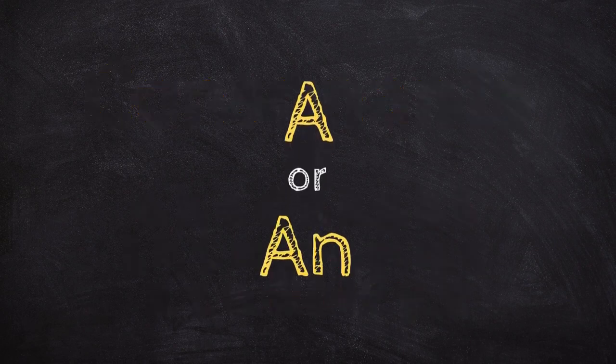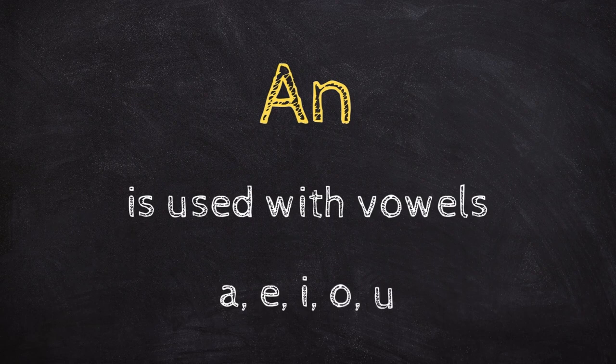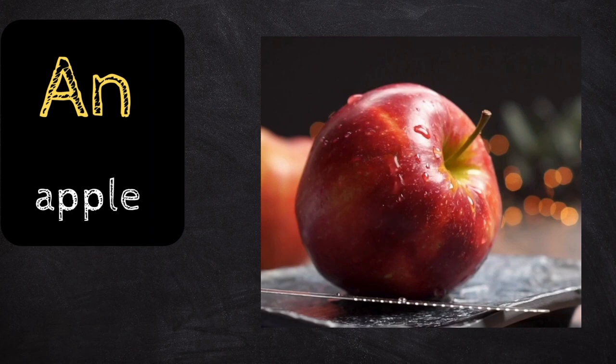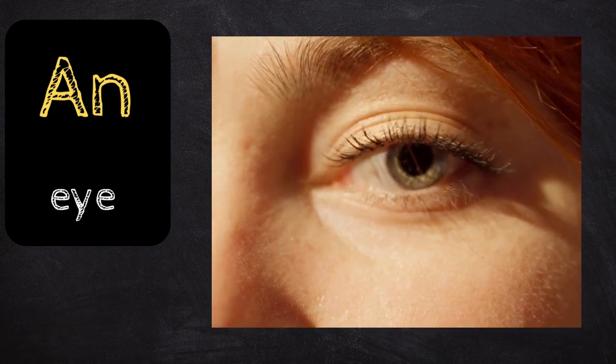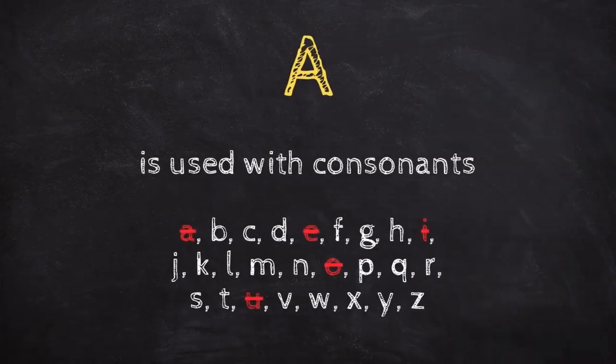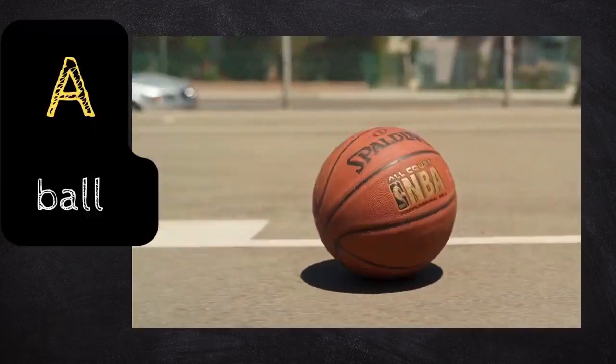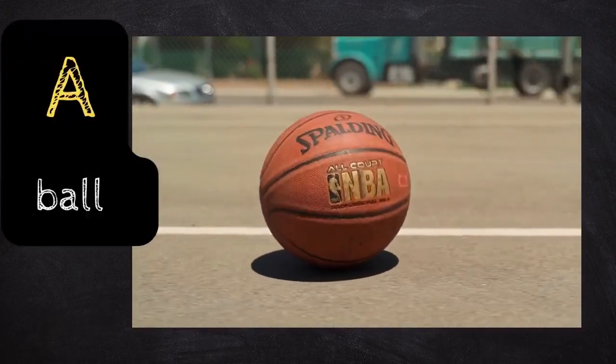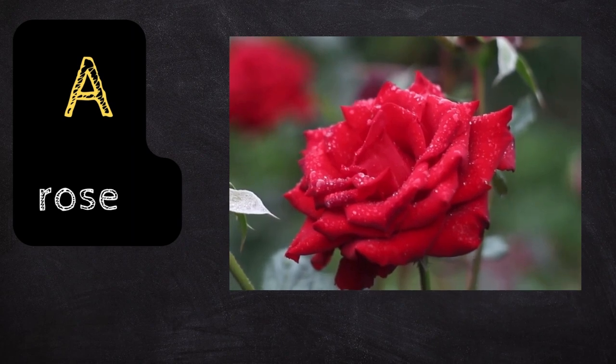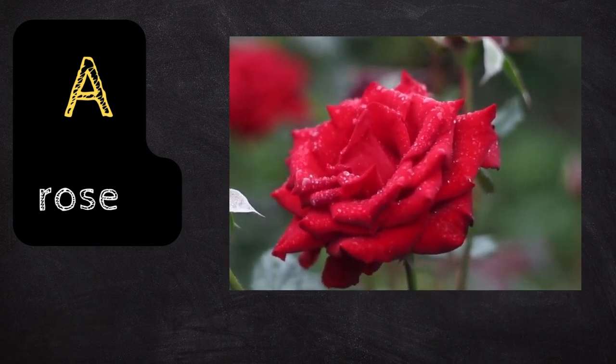A or an. An is used with vowels A, E, I, O, U. An apple. An eye. A is used with consonants. A ball. A rose.